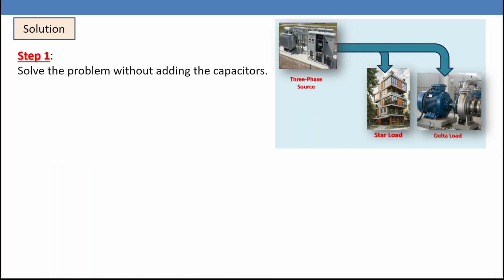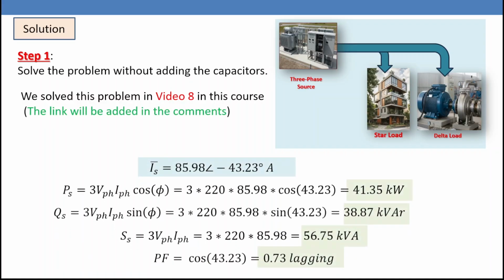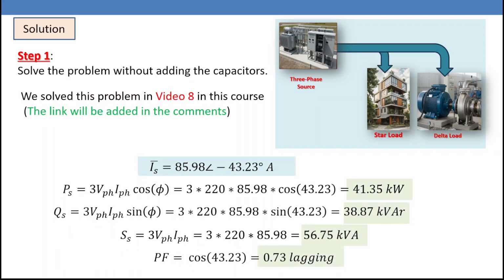Step number 1, solve the problem without adding the capacitors. And we already did that one in the previous video. What are the results of video number 8? We have a stator current around 86 ampere, angle minus 43.23, and the power factor is 0.73 lagging. The active power is 41.4 kilowatt. The reactive power is 38.9 kilovar, and the apparent power, total power, is 56.8 kilovolt ampere. Before going to step number 2, please record these values.